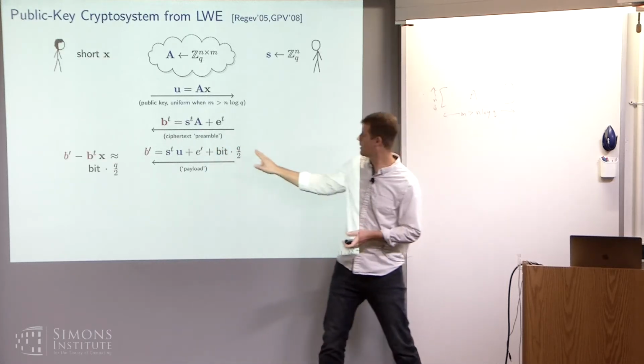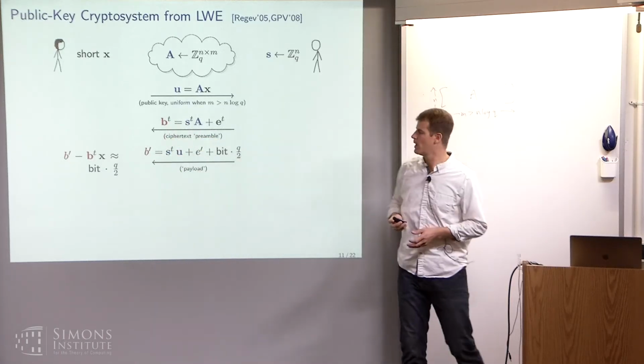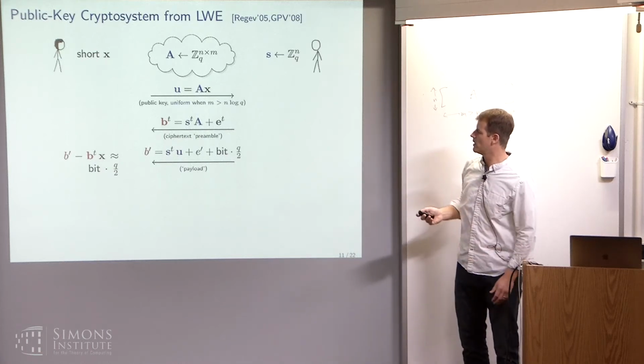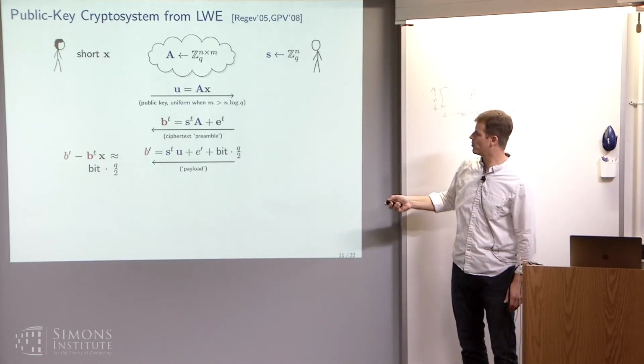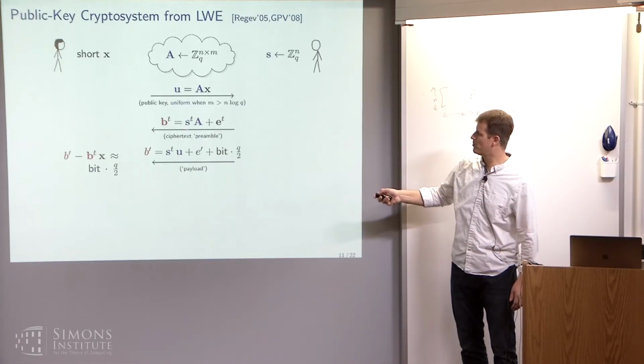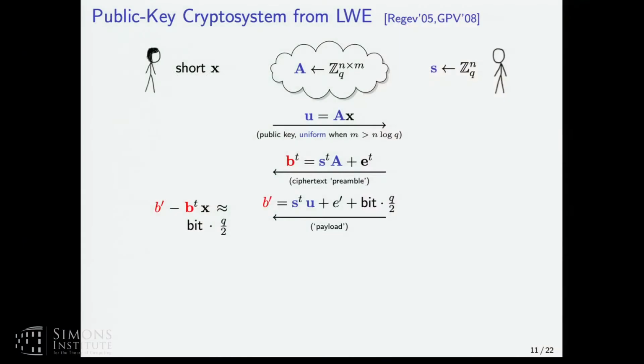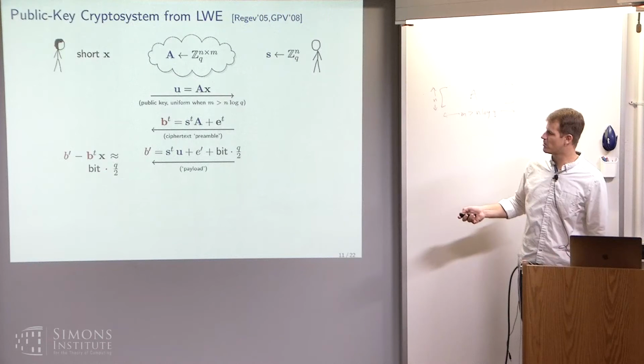So what Alice will do is take this B prime minus this B times x. If you do the calculation that we just did, this term here carries through. This term here essentially cancels out with B times x, except there is an E times x and a little E prime carried through. But the key point is that E and x are both short. E is a short error, x is a short vector. So E times x is pretty small. And if you set up the parameters correctly, E times x is much smaller than q over 2.